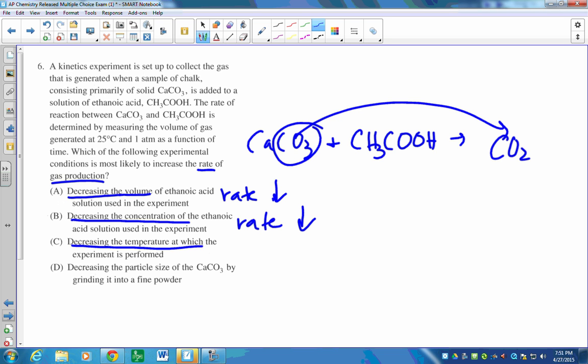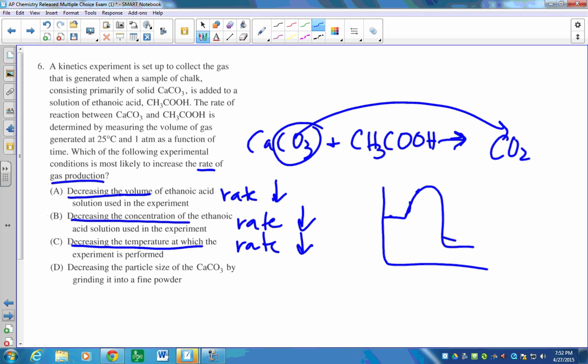Decreasing the temperature. Now, remember, this is not at equilibrium. It only goes one way. And one of the things we know is the reason why people have refrigerators in their house is, in general, the colder it is, the slower the reaction goes. And we understand now, as chemistry students, that it's harder to get over the hump if you're going slower. Also, if you're going slower, they're not moving as fast, and so they don't collide as often.